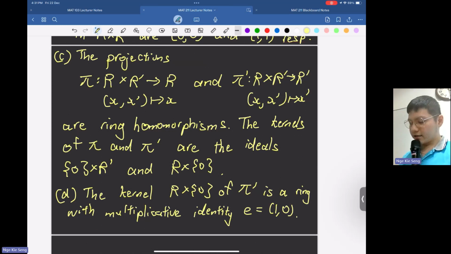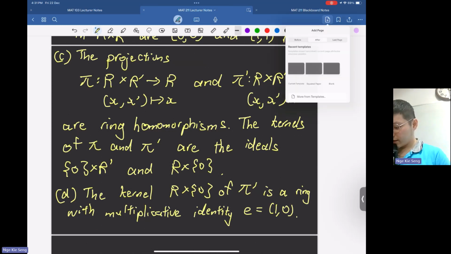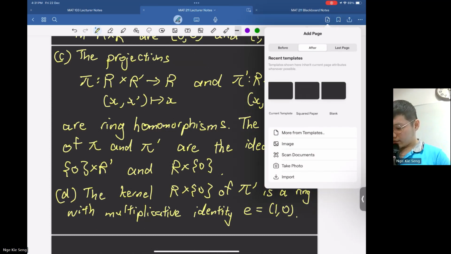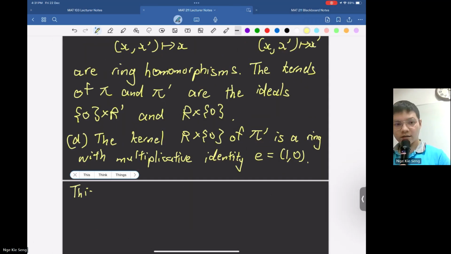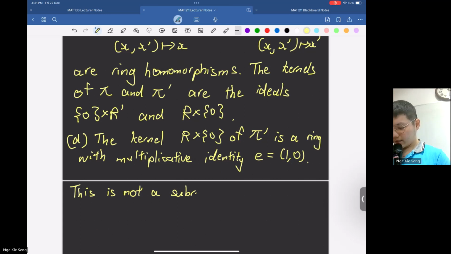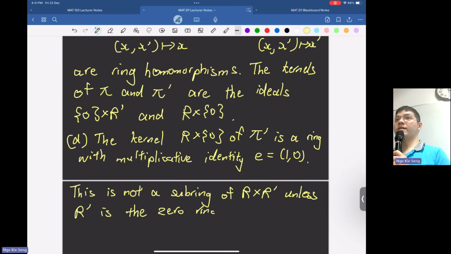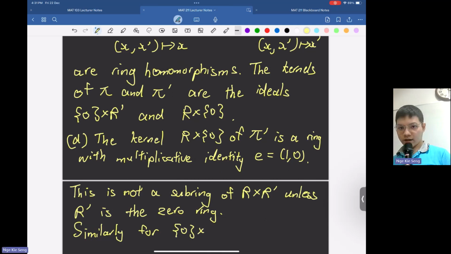Okay. But this is not a subring. So let me add: this is not a subring of R cross R prime, unless R prime is the 0 ring. It's not a subring, but it is itself a ring. So I would say similarly for 0 cross R prime.